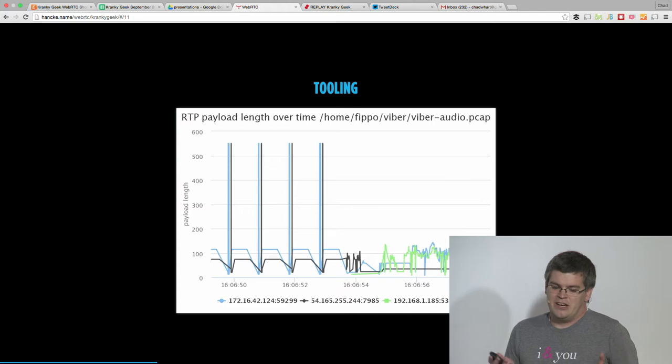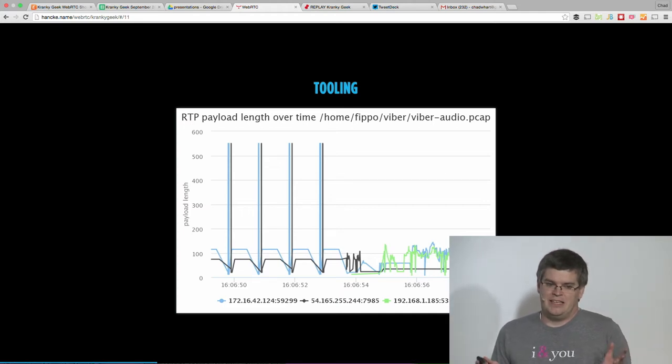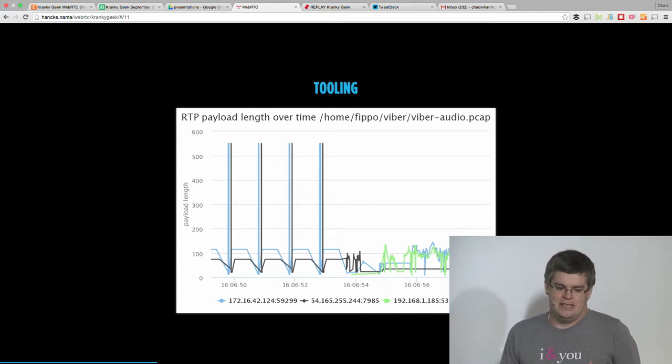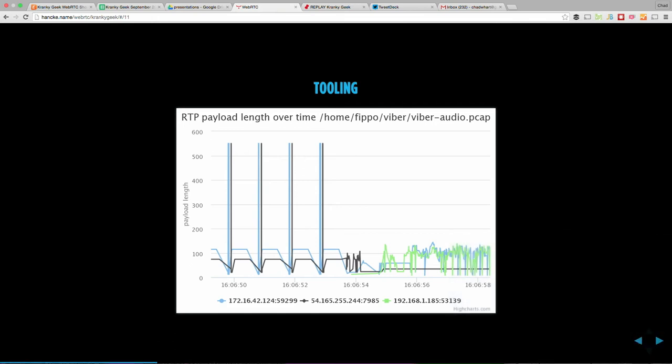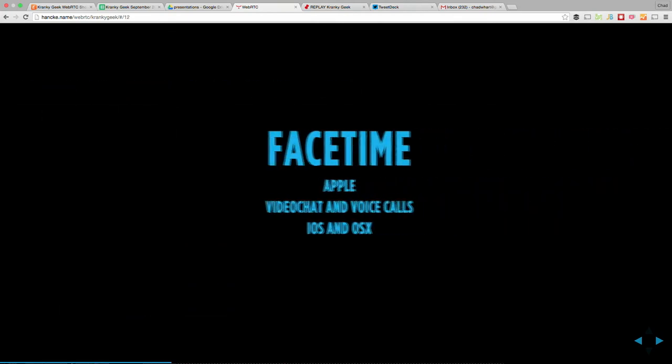And also Wireshark, as good as it is, is not very good at visualizing things. So I'll come back to this graph later. And sometimes you need better tools that can generate nice graphs that people love.